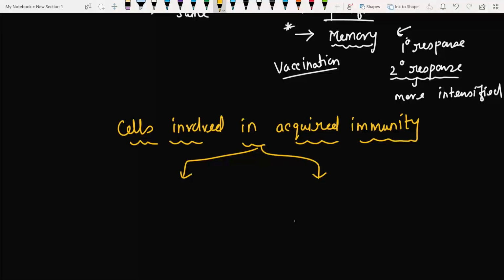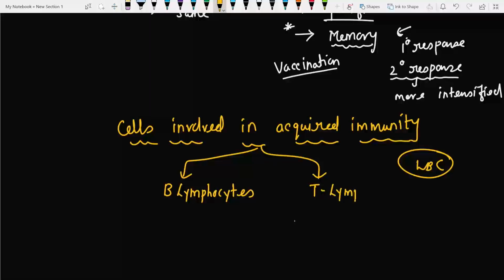That is a type of lymphocyte, a type of WBC only. In WBC we have granulocytes and agranulocytes. The type of agranulocyte, that is the lymphocyte, is involved in acquired immunity. So we have two kinds of cells, that is B lymphocytes and T lymphocytes. Both are lymphocytes only, a type of WBC.